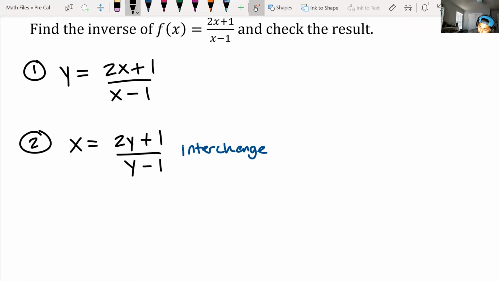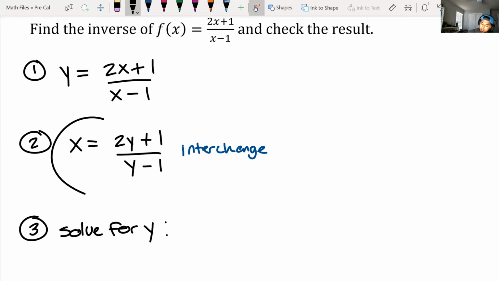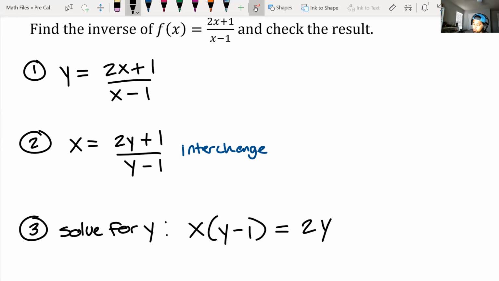Okay, and then step 3 is solve for y. All right, so looking at the above setup, we want to solve for y, but y is in the denominator. That means I have to take this y minus 1 and multiply it to what side? The other side. Good. So you'll get x times y minus 1 equal to 2y plus 1. So all we did was multiply that to the left side.